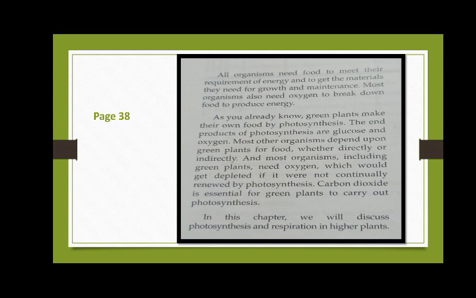You all know that all organisms need food to meet their requirements of energy and to get the materials they need for growth and maintenance. And they all need oxygen to break down food to produce energy. Students, so green plants are also called autotrophs because they can produce their own food by the process of photosynthesis.